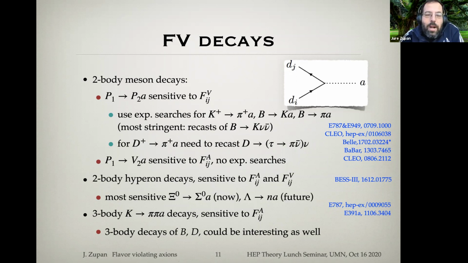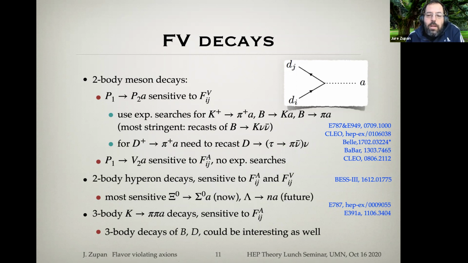The Babar kept this bin, Bell actually cut it out. So for the full Bell data, there's no bound on B to Ka, unfortunately. Then for D to pi A, again a two-body decay, there's no direct search. So what we had to do was recast the search for D to tau pi.